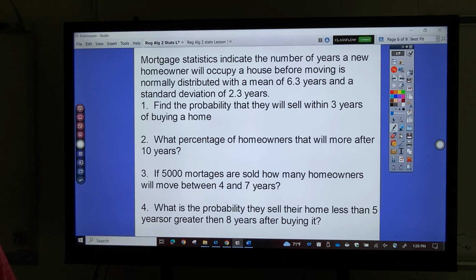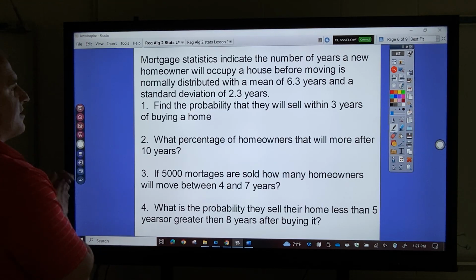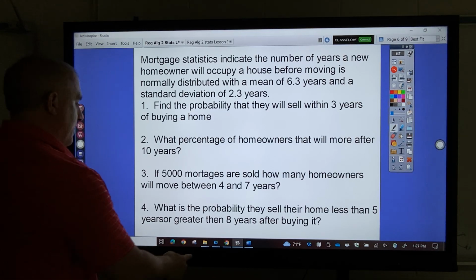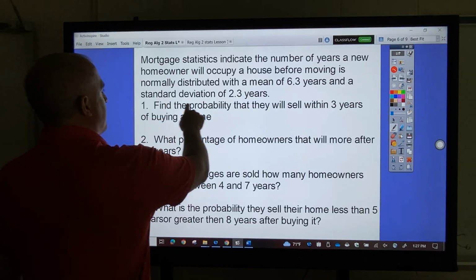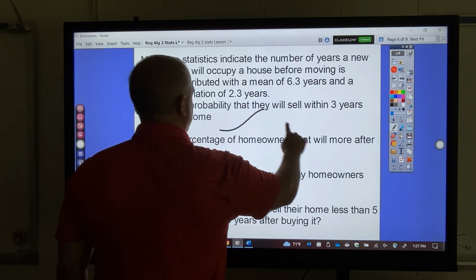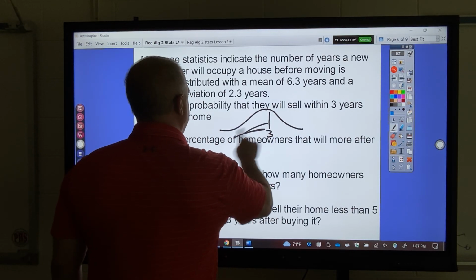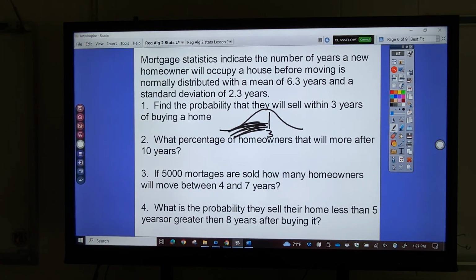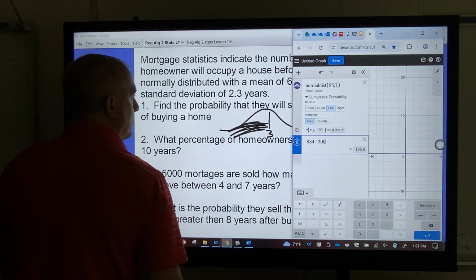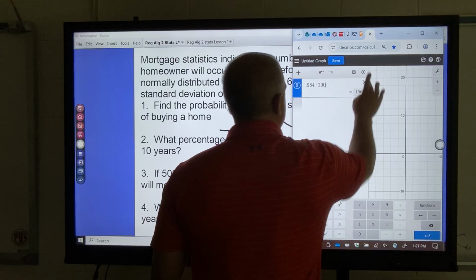It says the mortgage statistics indicate the number of years a new homeowner will occupy a house before moving is normally distributed with a mean of 6.3, standard deviation of 2.3 years. It says find the probability they sell within 3 years. So what that means is they basically sell less than 3 years, okay? All right, so then what I want to do, I'm going to show you one more time.